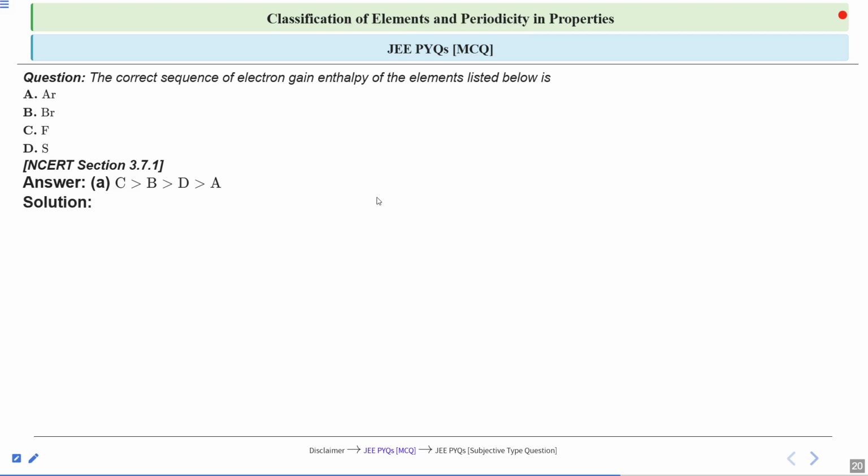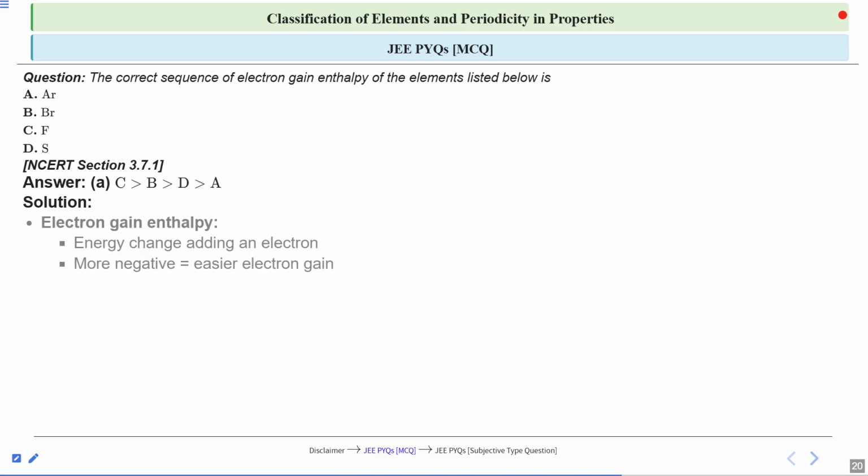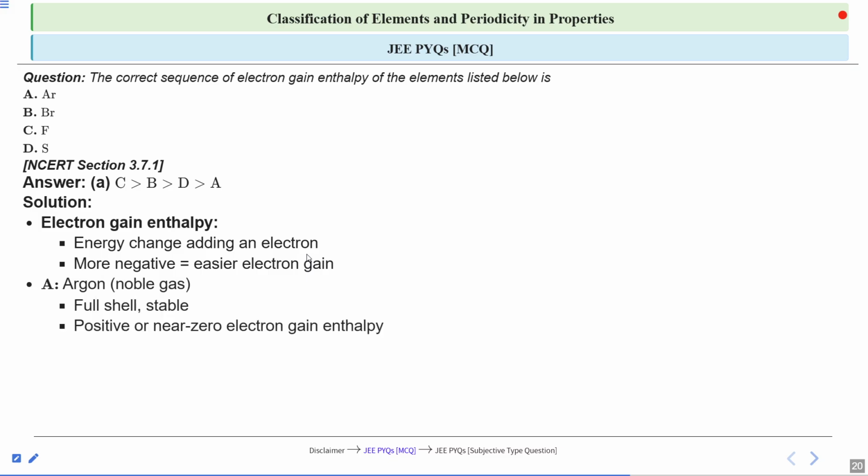To understand this, we will look at each of these elements one by one. We know that electron gain enthalpy has two parts. It is the energy change when an electron is added to it. And second, the more negative the value, the easier the tendency to accept the electron. If I talk about argon, which is element A, it has a complete octet, so it has no tendency to accept the electron and hence has a zero electron gain enthalpy.